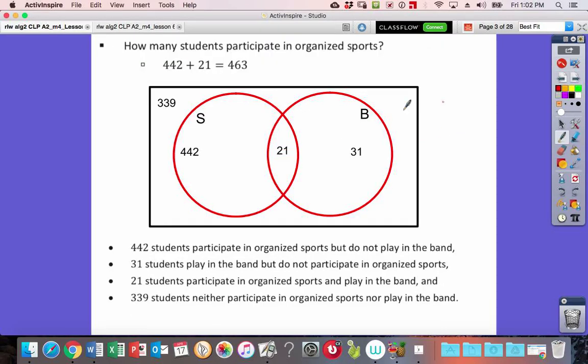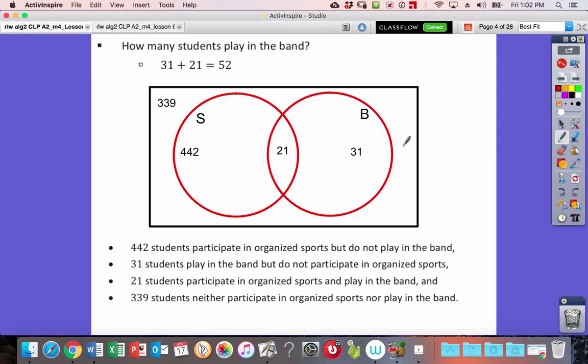If we wanted to use this Venn diagram and tell me how many students participate in organized sports, well, it would be everybody in the circle, which means it would be 442 plus 21, 463. And that's how you normally do that in a Venn diagram. So you have a little arrow out here to the circle telling you 463 is in the total number.